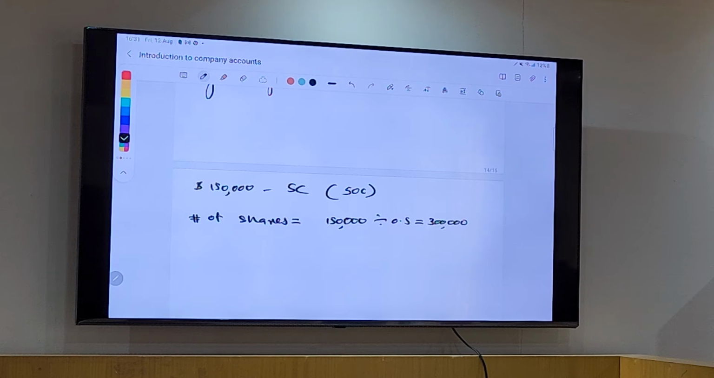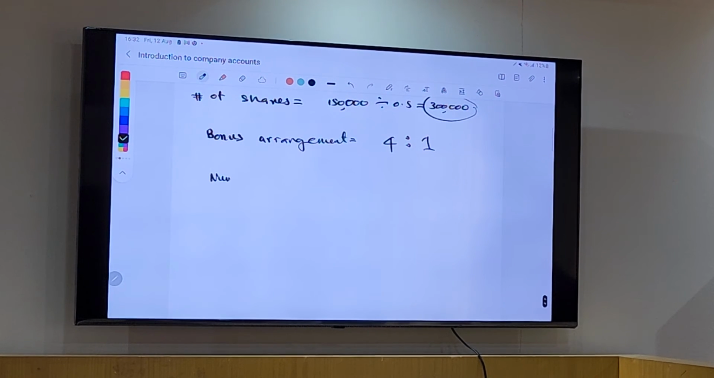Now, what is the arrangement for bonuses? When I have 4 shares, I will receive 1 for free. So the bonus arrangement, we call it 4:1. Every time I have 4 shares in my hand, I am going to get an additional 1 share for free. So how many total shares do I have?